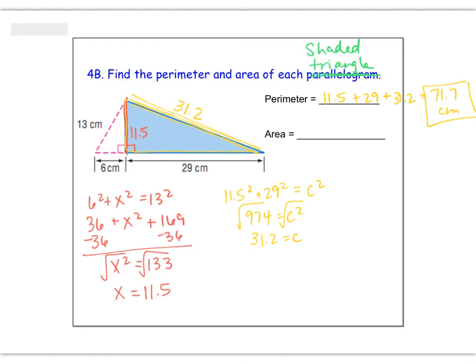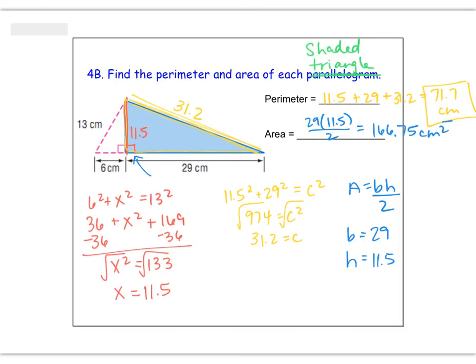To find the area of the triangle, remember, it's base times height divided by 2. What is the base of the shaded triangle? If you're thinking 29, you are correct. What is the height of the shaded triangle? If you're thinking 11.5, you are correct. Remember, they have to be perpendicular to each other. So to find the area of the triangle, we're going to do 29 times 11.5 divided by 2. And that should come out to be 166.75 centimeters squared.